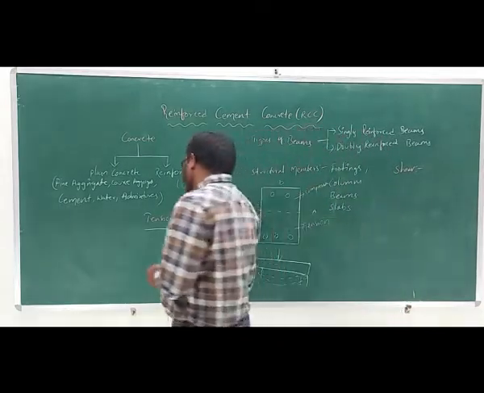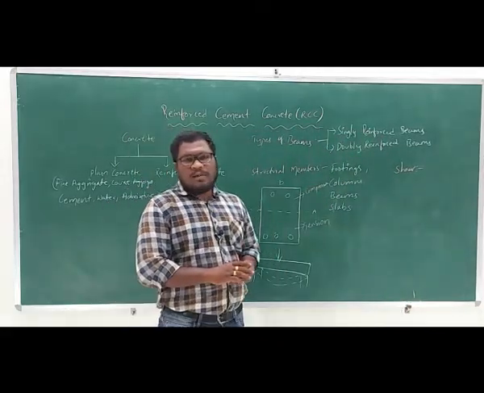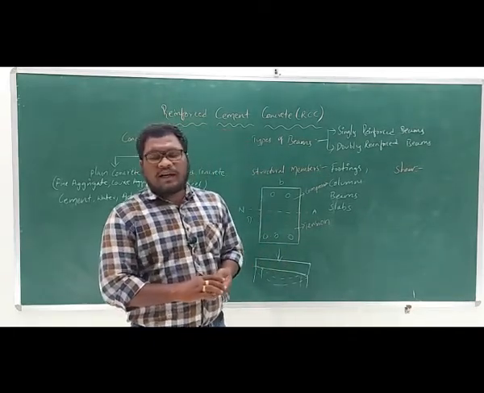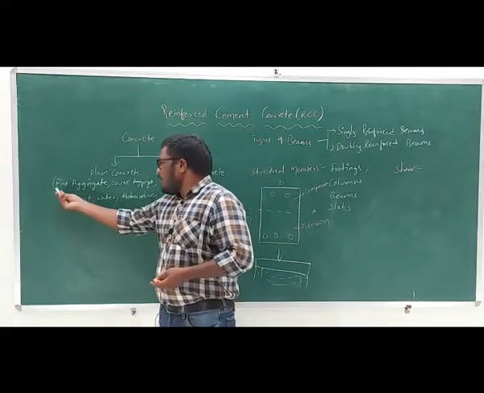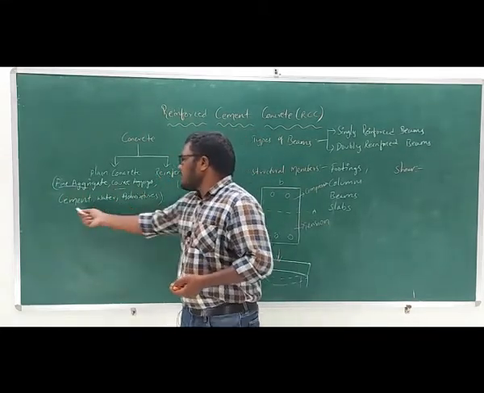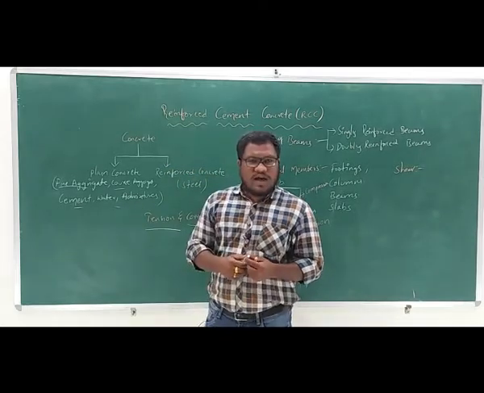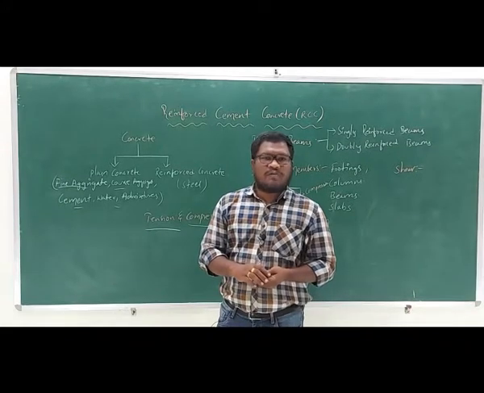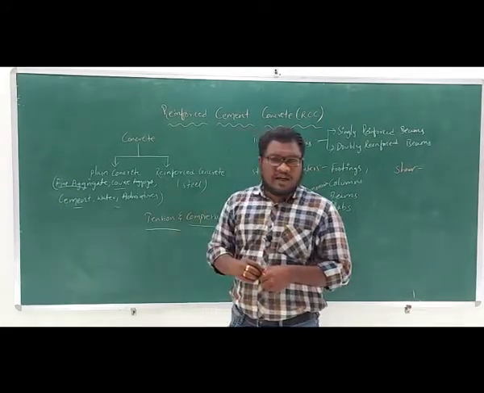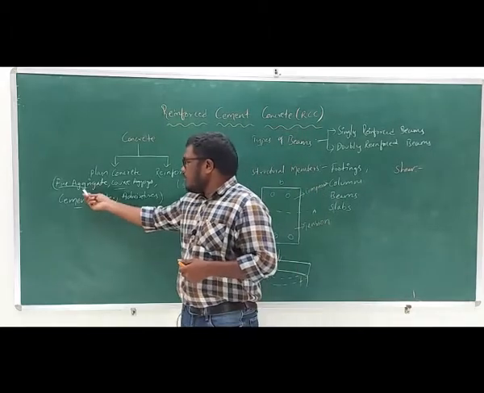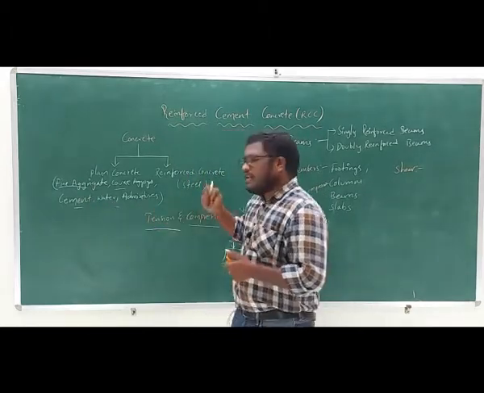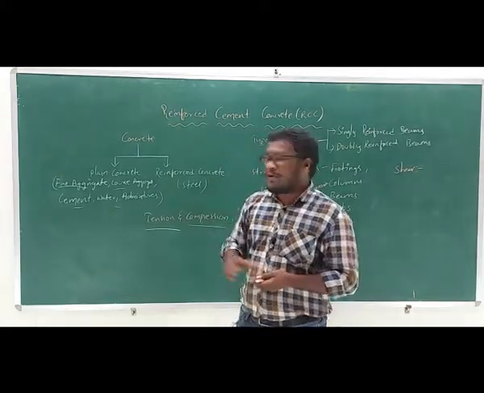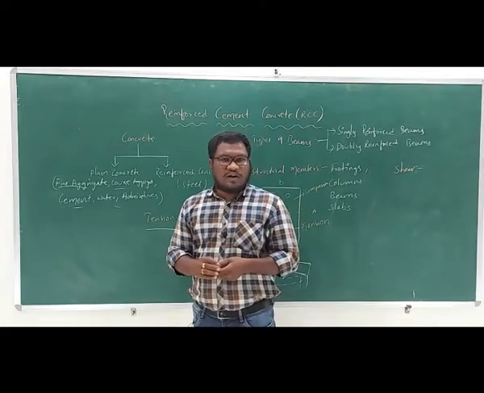Now let us discuss what are the different types of concrete. First one is plain concrete and second one is reinforced concrete. What do you mean by plain concrete? In plain concrete, fine aggregate, coarse aggregate, cement, water and admixtures are used in the manufacturing, and no reinforcement is provided. But in reinforced concrete, in addition to all these materials, steel is also used as a reinforcing material. When steel is introduced in the concrete members, we call it a reinforced concrete member.